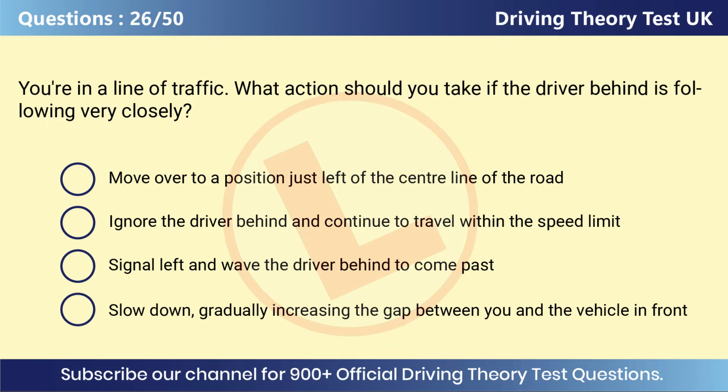A. Move over to a position just left of the center line of the road. B. Ignore the driver behind and continue to travel within the speed limit. C. Signal left and wave the driver behind to come past. D. Slow down, gradually increasing the gap between you and the vehicle in front.